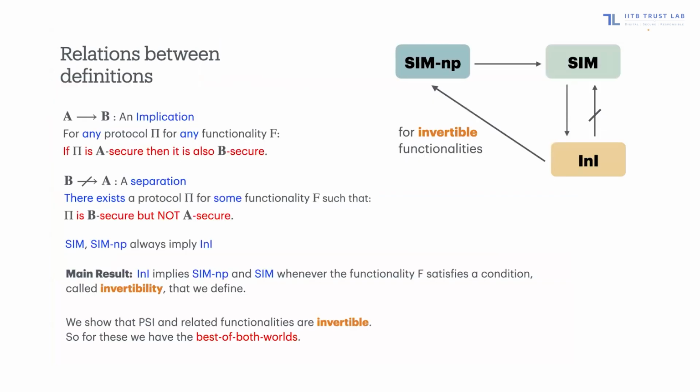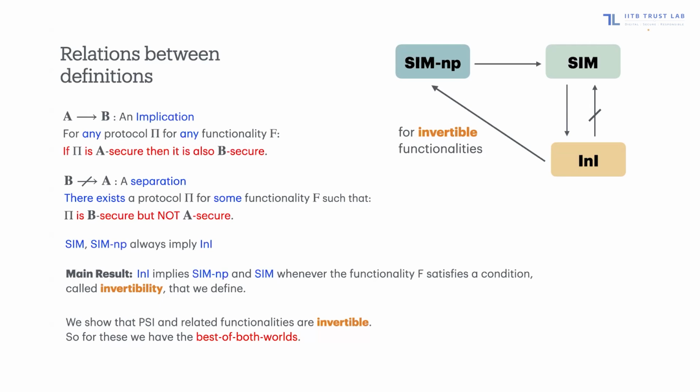So here we have a picture of the relationship between these definitions. An arrow is an implication. So SIM implies INI, which means that any protocol which is SIM secure is also INI secure. And a staggered arrow means separation, which means that, in general, we can show that there are protocols which are INI secure but not SIM secure.